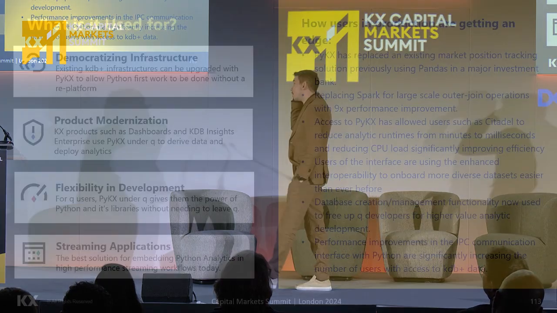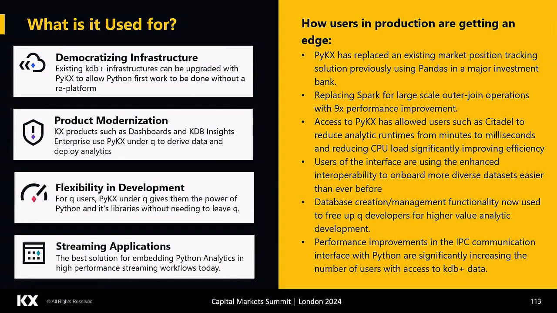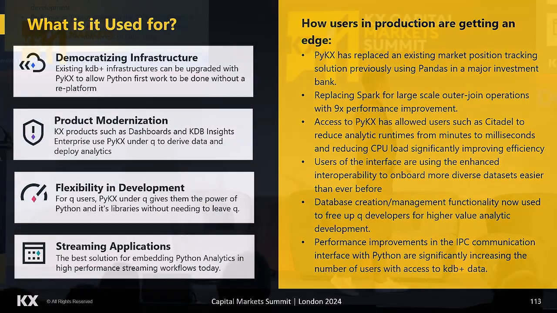So where is it used? Ultimately, on the left-hand side, there are 4 key areas that we describe how it's used by users today. So it's used for democratizing infrastructure. If you have Q infrastructure today, you're basically giving your Python developers the ability to access it and to run analytics that make sense for them. For product modernization, for users that use dashboards, for example, there's a Python integration now with it, which uses PyKX under the hood. PyKX is essentially prevalent within the KDB Insights enterprise space, and recently we had an update to the Delta platform, which allowed PyKX also to be run.